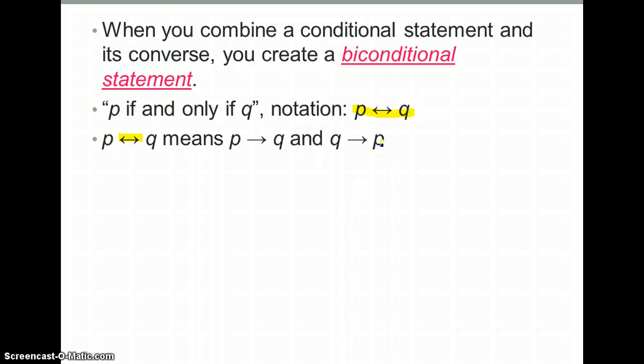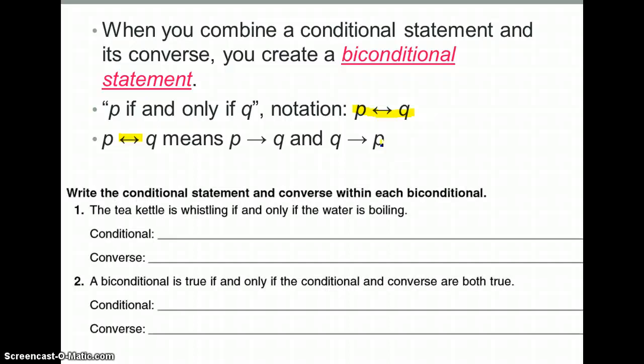So let's take a look at your handout and do a few examples. For these first two, we're going to write the conditional statement and converse within each biconditional. The tea kettle is whistling if and only if the water is boiling. So let's take a look at identifying the conditional statement first. If we split up this statement, we know that the tea kettle is whistling. So our conditional, if the tea kettle is whistling, then the water is boiling.